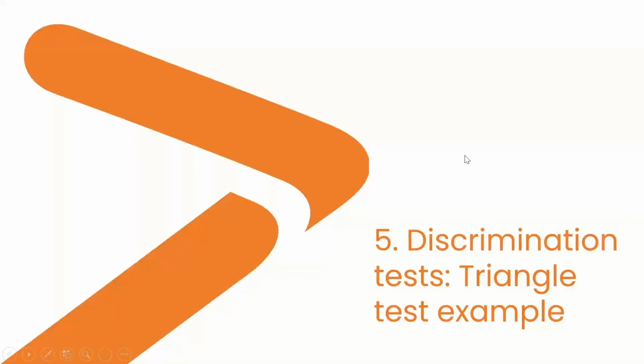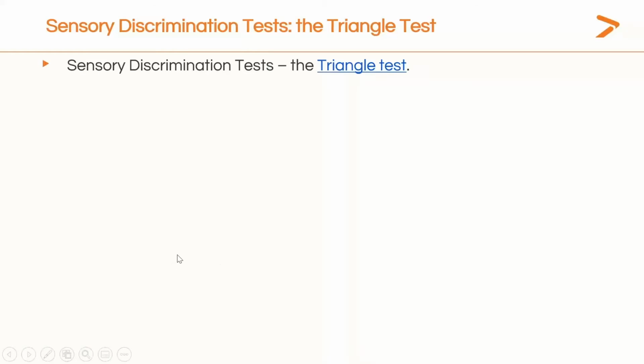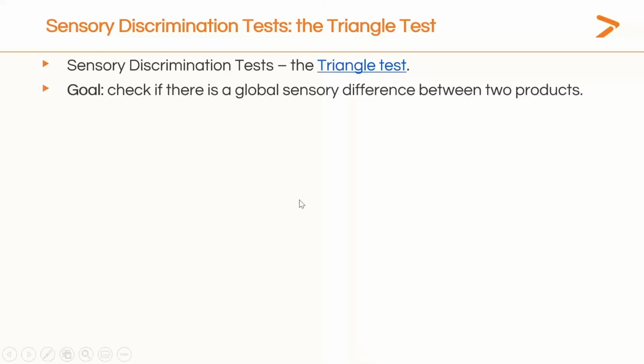So let us take now several examples and run application XLSTAT. So I will start with a triangle test. The goal is to check if there is a global sensory difference between only 2 products. Here we are investigating 2 products in sensory discrimination tests.